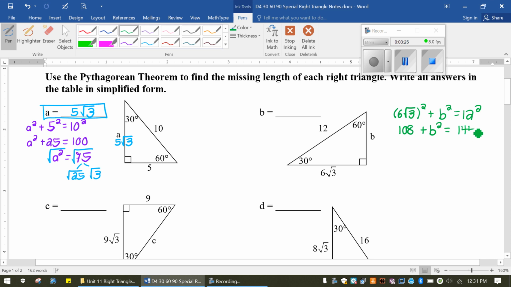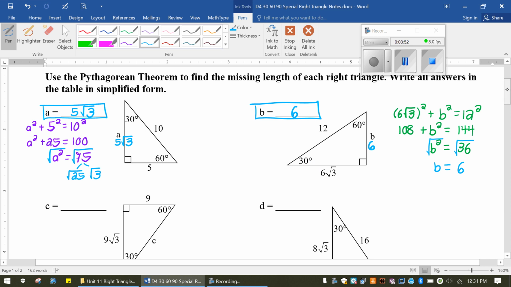And this is 144. Subtract 108. And b squared is 36. And then let's take the square root of both sides. And we're going to get that b is 6. So in this triangle, b is 6, and that would be the short leg.